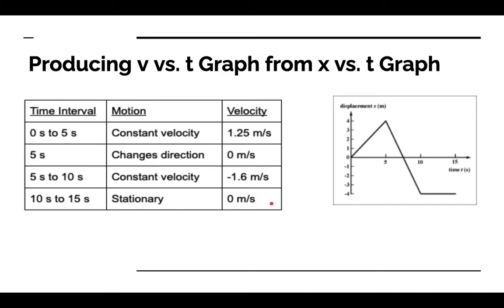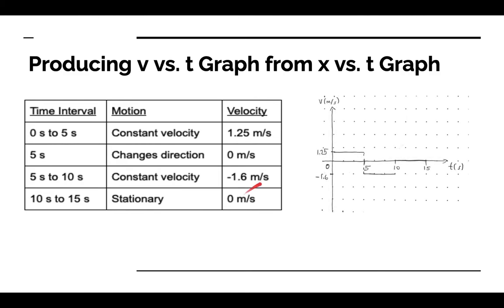So the next thing we're going to do is take these values and plot them on our velocity versus time graph. From 0 to 5 seconds, our velocity is 1.25 meters per second. So we draw a flat line there, indicating that constant velocity.